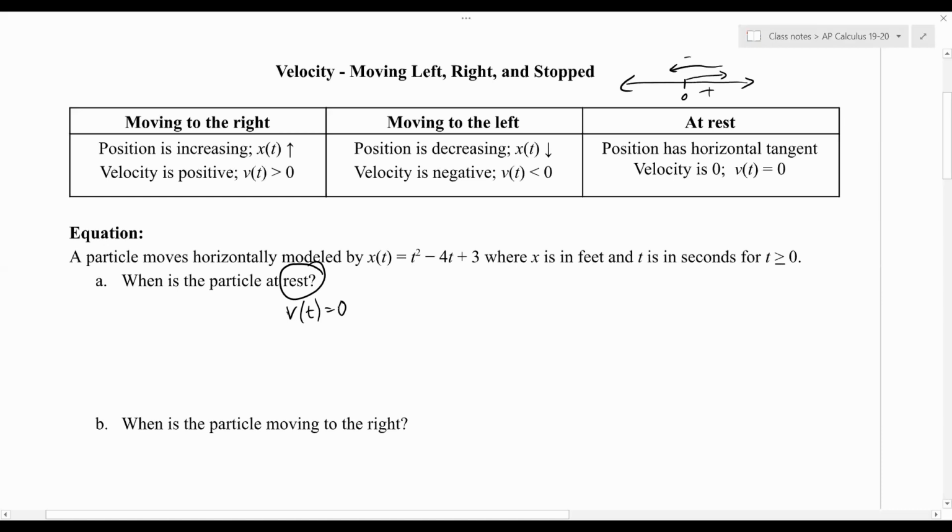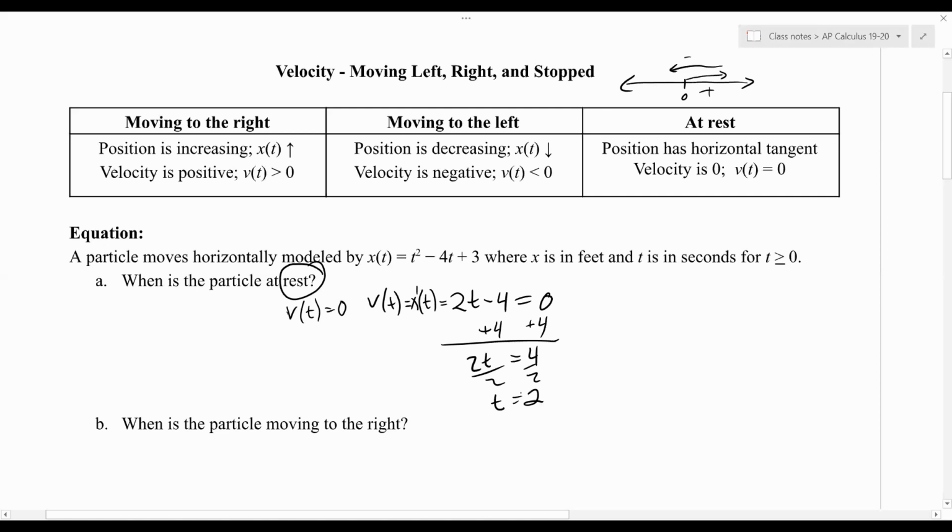So to find velocity, we first need to take the derivative of the position. So x prime of t is what we need to find. So the derivative is 2t minus 4. Remember that 3 goes to 0. Now that we know this is our velocity, we set this equal to 0 to find when this velocity is 0, when it is at rest. Do a quick solve. 2t equals 4. Divide by 2, we get t equals 2.